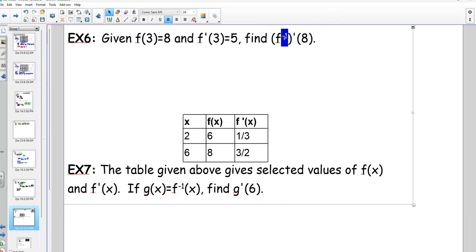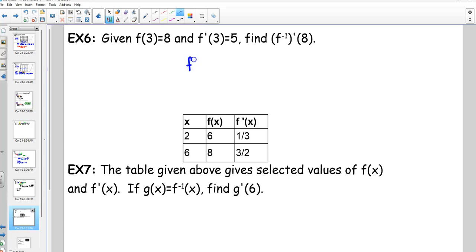Okay, that should be an exponent right there too. I messed that up. So we are supposed to find f inverse prime of 8. If I run through this one real quick, they give this as multiple choice questions sometimes. It's this basic, right? So if I've got f inverse prime of 8, that's going to be 1 over f prime of f inverse of 8.